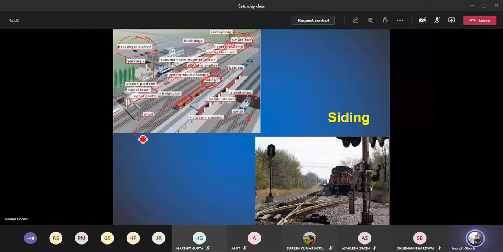This portion is known as siding. Here also I have given a photo. You can see that here is a train coming. There is one more train waiting. Okay, so any idea what does it mean by siding?